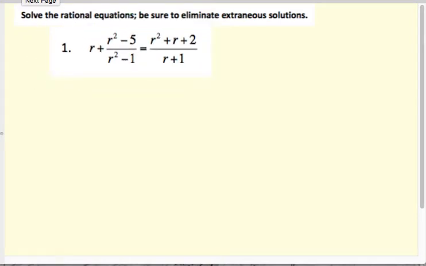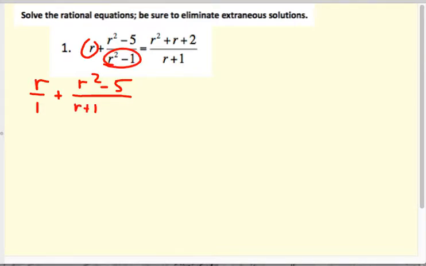Well, the first thing I see when I look at this problem is I have more than one term in the denominator. And r squared minus 1, you can factor that, and we're going to have to factor that when we find our least common denominator. So just rewriting this, first of all, r, that's the same as r over 1, plus r squared minus 5. You don't have to factor the numerator. I can't factor r squared minus 5 anyway. But this is a difference of perfect squares, r plus 1 and r minus 1, equals r squared plus r plus 2 all over r plus 1.